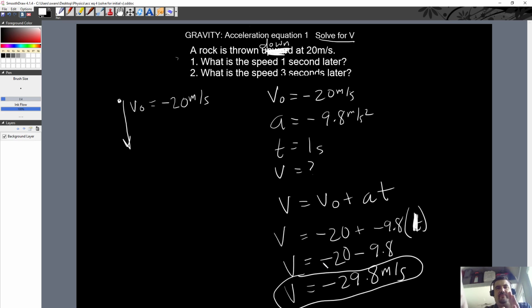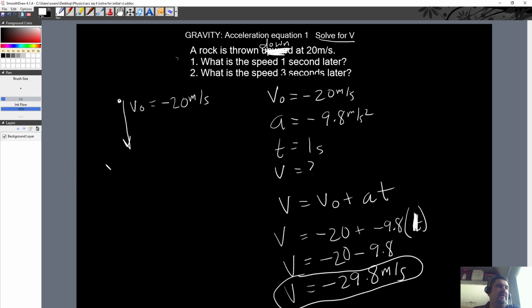Where's the camera? There it is. They had thrown it upward and gravity was taking away speed and it was slowing down. Now they threw it downward. It was already going negative 20, and when you start taking away speed from a negative, you're just gaining more negative, so it becomes faster and faster downward, which makes sense. If you throw it down, a second later it'll be even faster than when you first let it go because gravity is speeding it up.